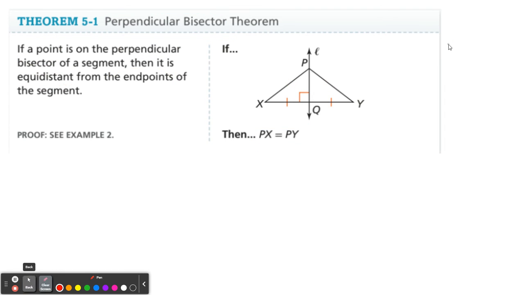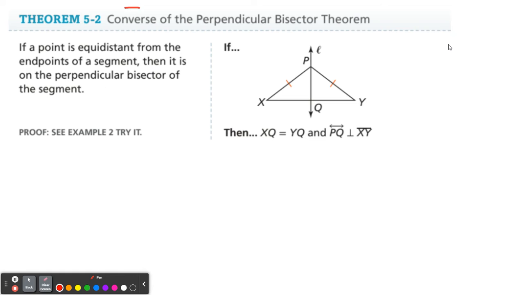Now the converse is also true. So this is the converse. So again, now you say if the point is equidistant from two endpoints of a segment, then it must lie on the perpendicular bisector. This is actually quite powerful, right? Because saying that something is the perpendicular bisector is again giving you a lot of information. So in this picture here, you're being told that P to X is the same as P to Y. Well, therefore, that means that PQ, or line L, is perpendicular to XY, and it bisects XY, just like what it says here.